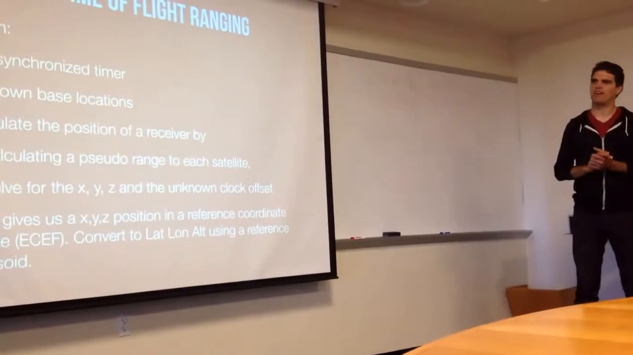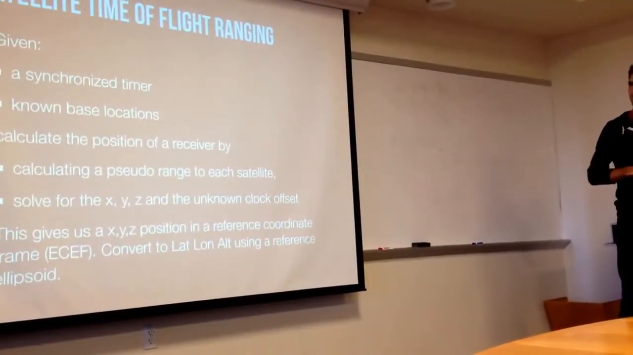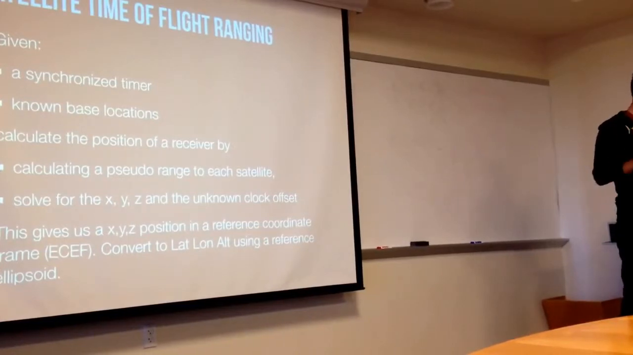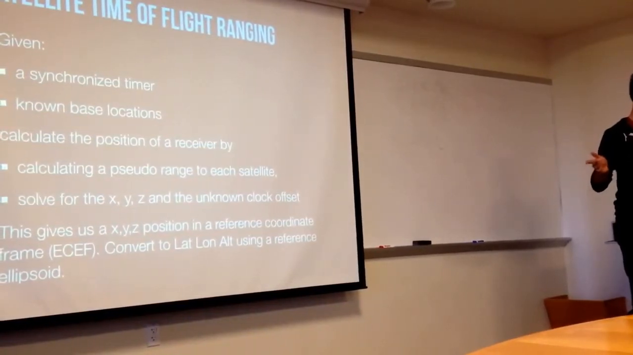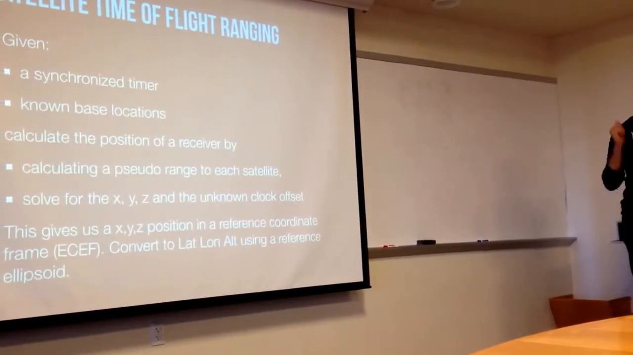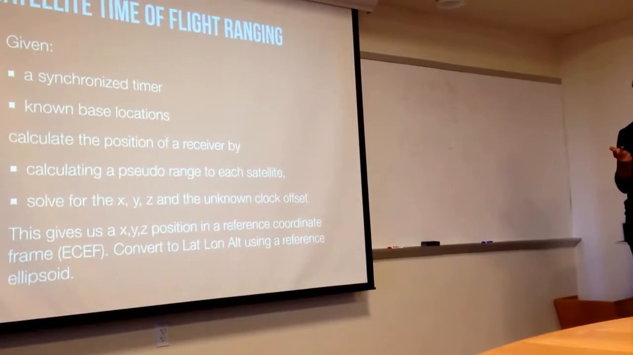So satellite time of flight ranging, it's dead simple. Give me a synchronized timer, give me known base station locations, and I'll then calculate the position of the receiver by calculating what's called a pseudo range to each satellite. And I will do this by obviously solving for the XYZ position of me in space.